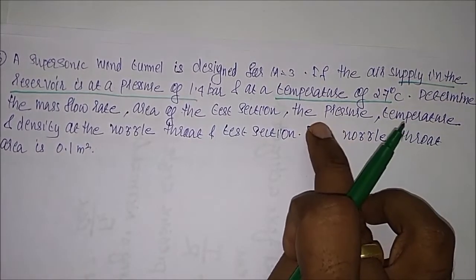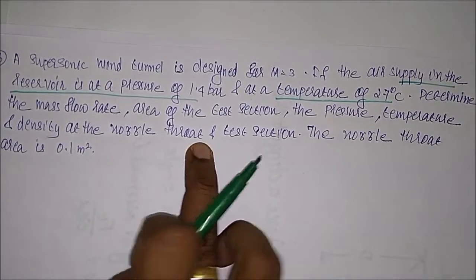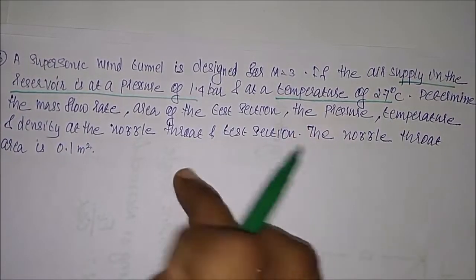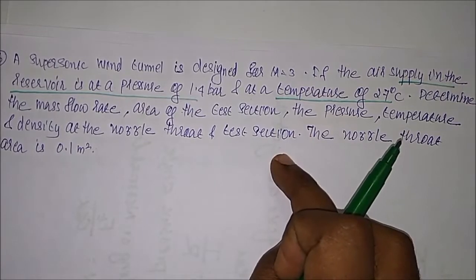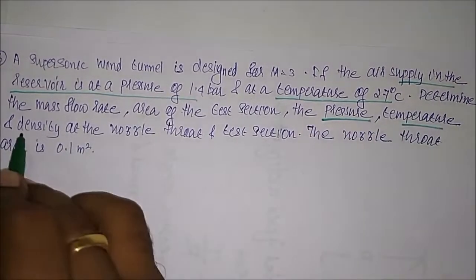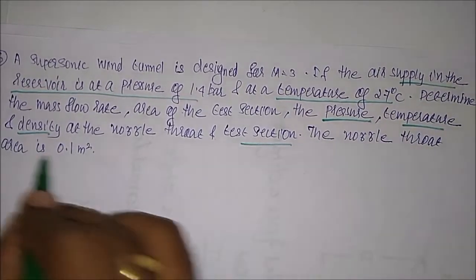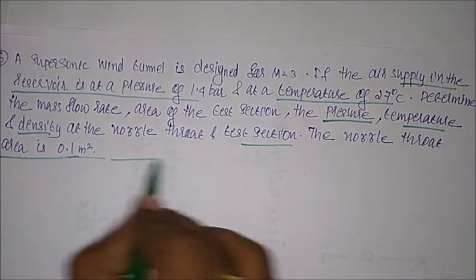The test section is provided. Find the pressure, temperature, and density at the nozzle throat and test section. The throat area is equal to 0.1 meter square.